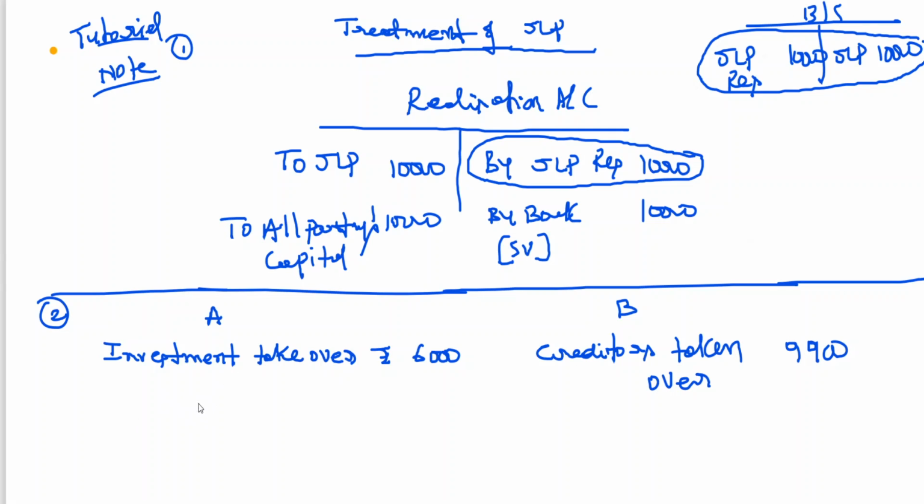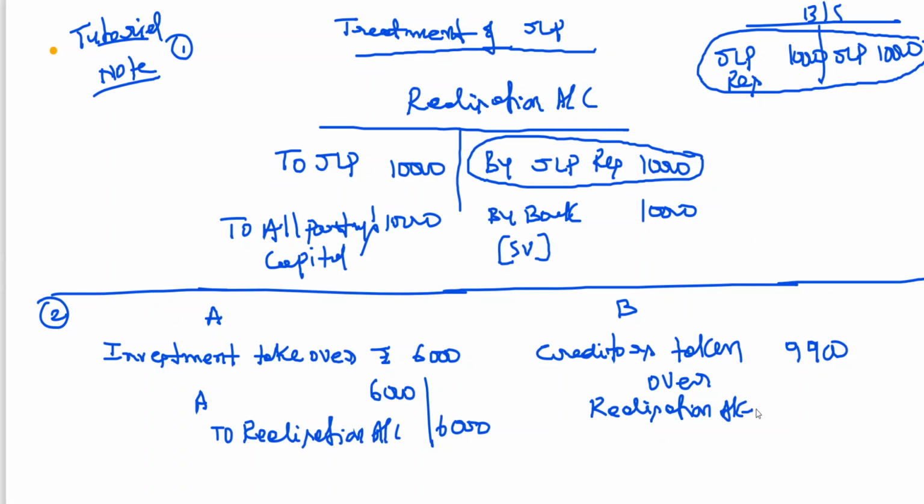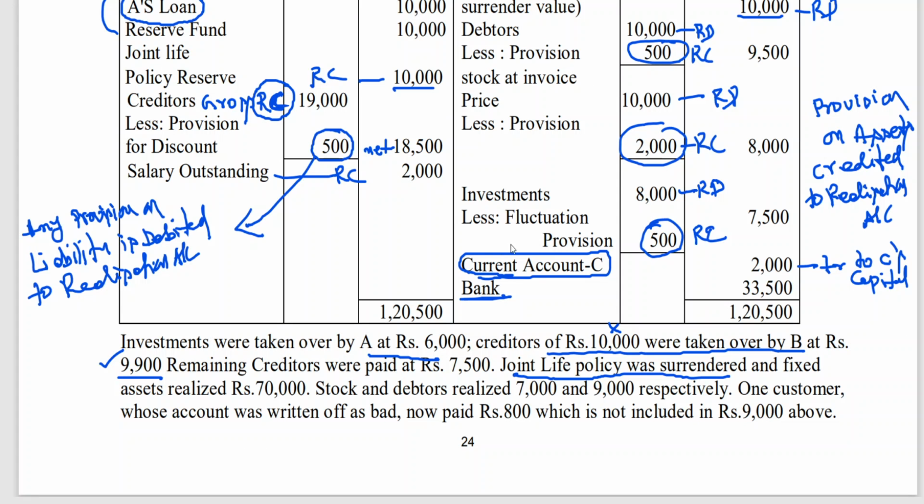What is the entry for investment taken over? You know who is the receiver: A. A to realization, because investment will be transferred to the realization account. So don't write A to investments. 6,000. Creditors taken over, what is the entry? Realization account, who is the giver? B. Realization account debit to B's capital 9,900. Because you can't write creditors, as the creditors account will be transferred to the realization account. So is the case of investment also.